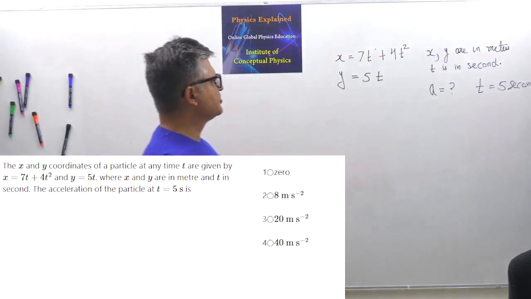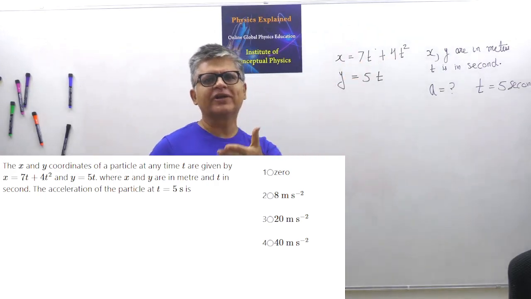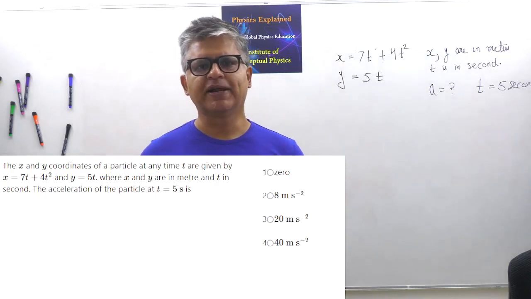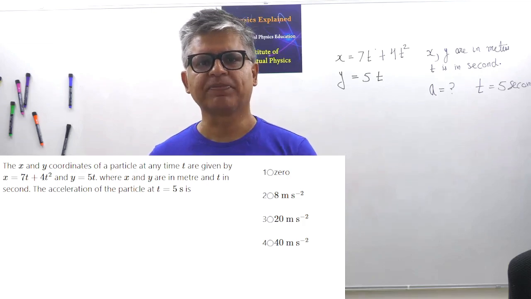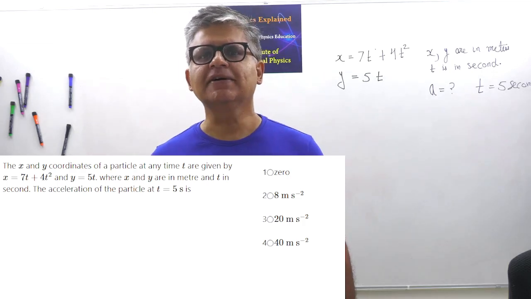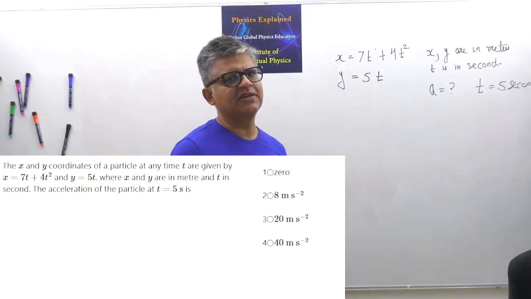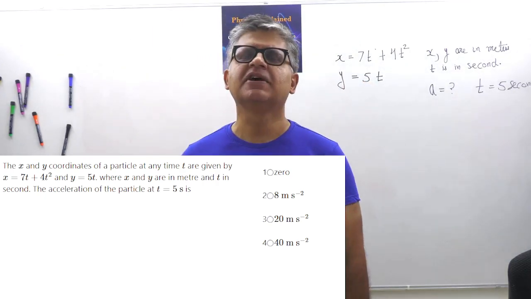The x position is 7t plus 4t squared, which you can straight away understand as uniform acceleration motion, right? Which is s is equal to ut plus half at squared. But the body also has a y-axis motion, which is y is equal to 5t. The question is, what is the acceleration of this body?